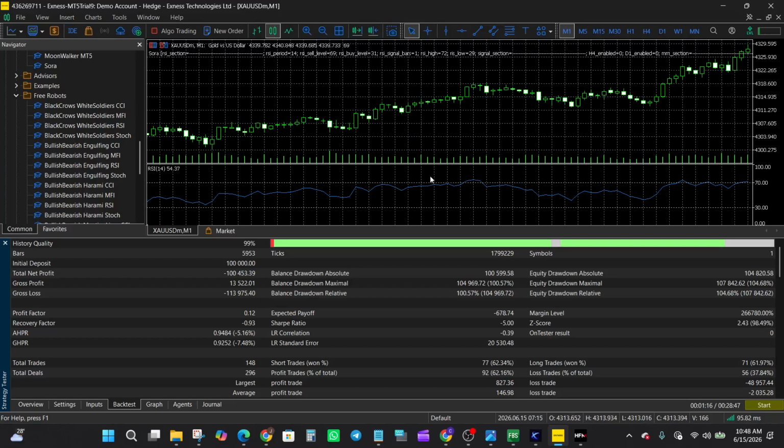Overall, the Sora EA for MT5 offers an RSI-based framework with customizable entry conditions, optional higher time frame trend filters, trade management tools, scheduling controls, and additional hedging mode functionality. Whether it fits your trading approach will ultimately depend on your own testing, optimization process, and risk management preferences.